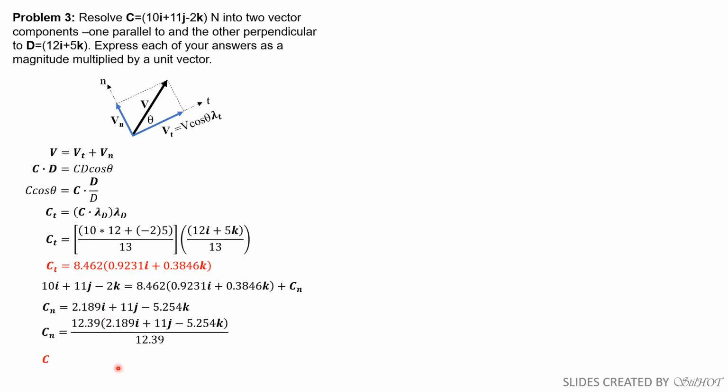So 12.39 times the quantity 2.189 over 12.39 is 0.167i, 11 over 12.39 is 0.8878j, and negative 5.254 over 12.39 is negative 0.4241k. That's the answer in vector form, and we follow the condition that we have to express the answer as a magnitude multiplied by its unit vector.